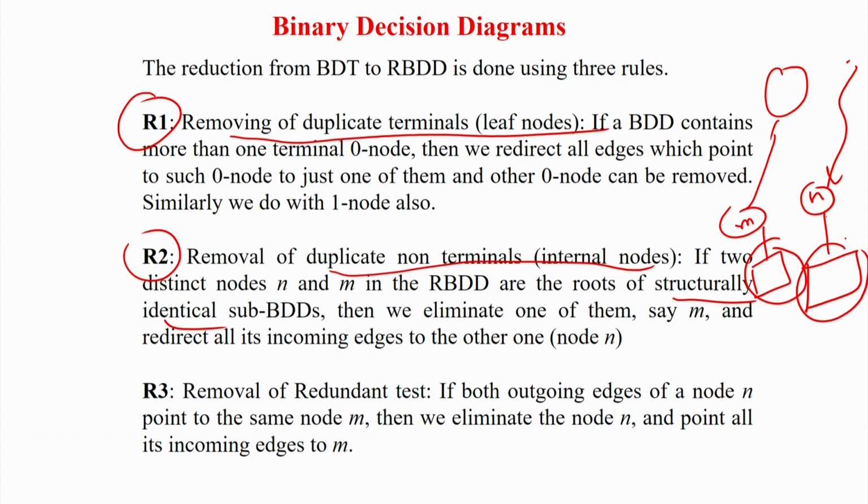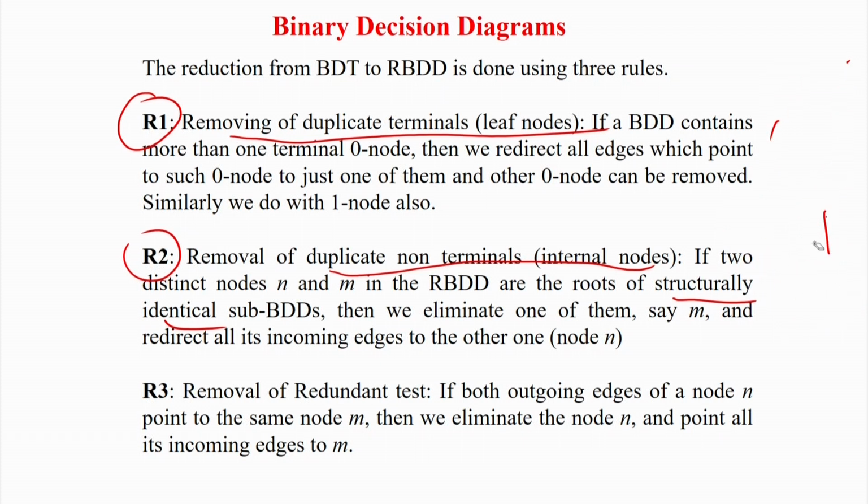Then what you can do? Similarly, you can delete this N and redirect this path to N. That is the elimination of redundancy from the higher level. That is the same philosophy. BDD is actually obtained from a binary decision tree by reducing or eliminating redundancies.